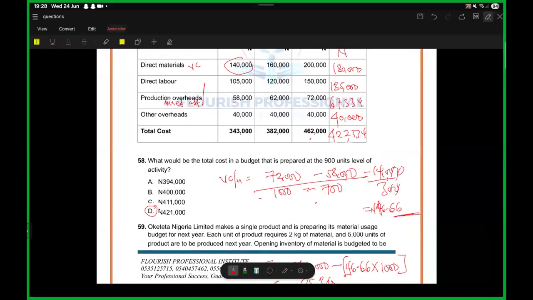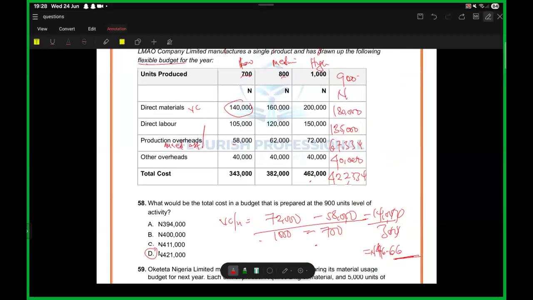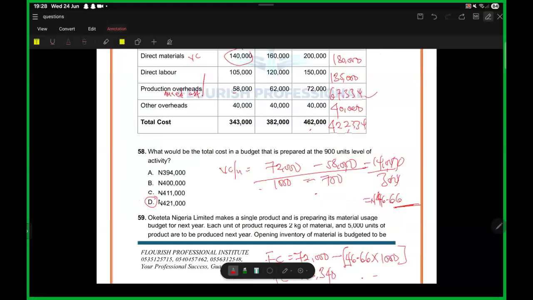Guys, are we together? So if you get a question like this, high-low method, production overheads here, they are mixed costs. So we have to use the high-low method to segregate the cost over there to get this one, and then the rest is just simple. Add the total and you are good to go.